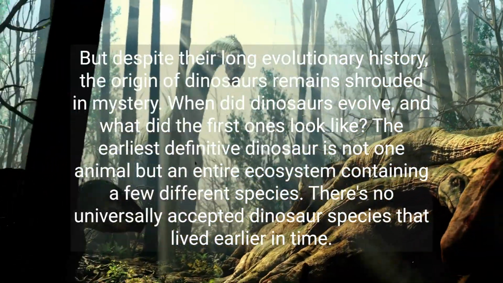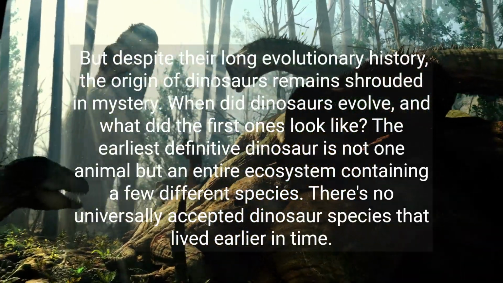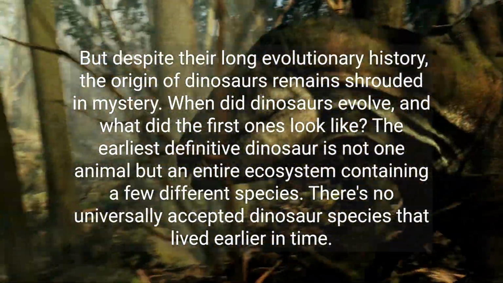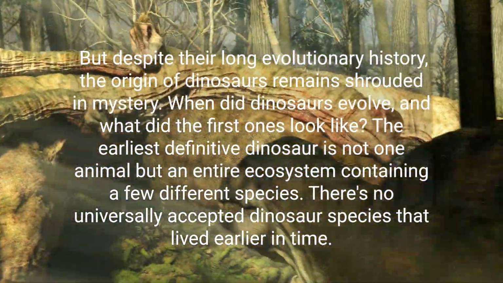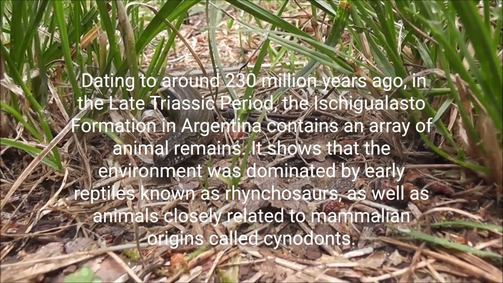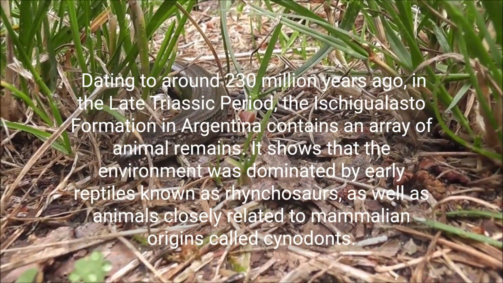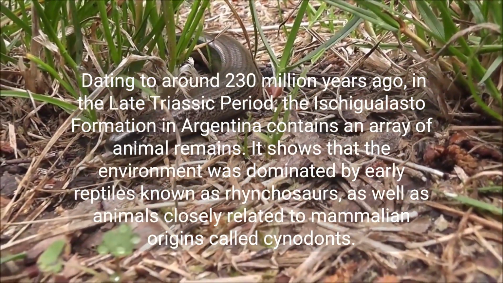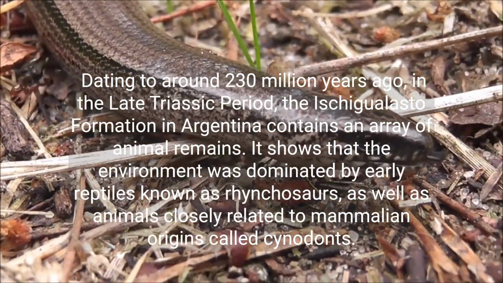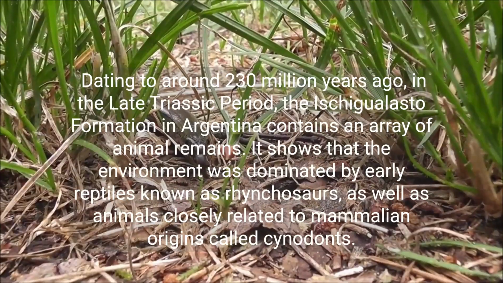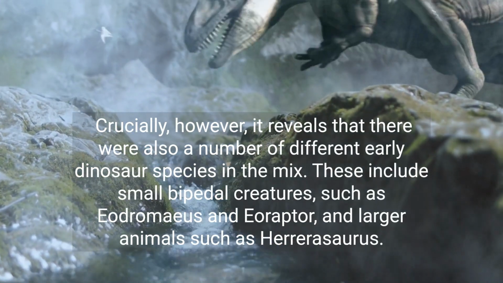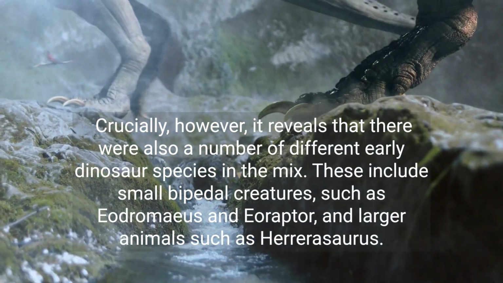The earliest definitive dinosaur is not one animal but an entire ecosystem containing a few different species. There's no universally accepted dinosaur species that lived earlier in time. Dating to around 230 million years ago, in the late Triassic period, the Esquigualasto Formation in Argentina contains an array of animal remains. It shows that the environment was dominated by early reptiles known as rhynchosaurs, as well as animals closely related to mammalian origins called cynodonts. Crucially, however, it reveals that there were also a number of different early dinosaur species in the mix.